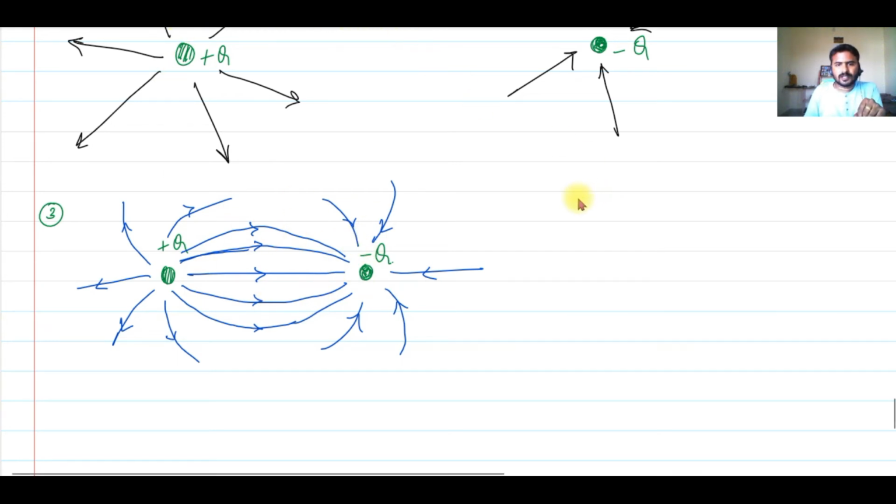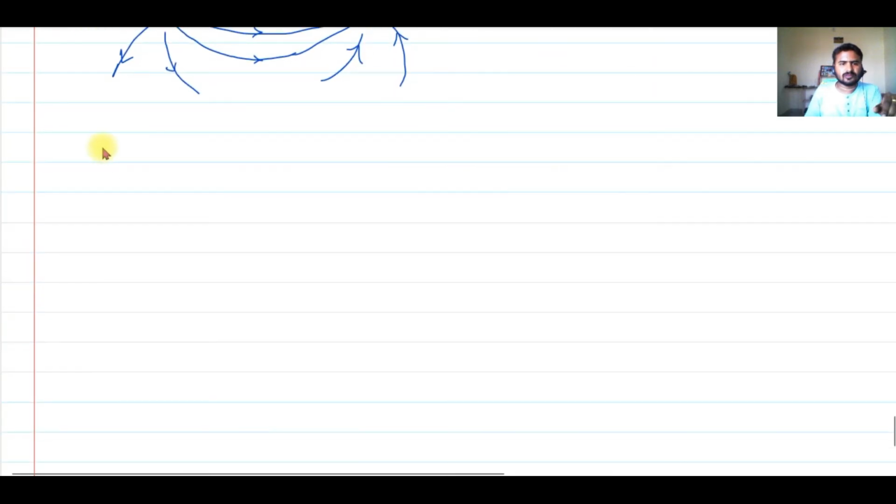And now let's take a positive and a positive charge, both are positive charges, plus q and plus q. Now if you consider a unit positive charge exactly in the middle, that unit positive charge will be repelled by the plus q on the left, and the same unit positive charge will also be repelled by the plus q on the right. So the net force on this unit positive charge at the center will become 0. That means there is no electrical field at all at the center.